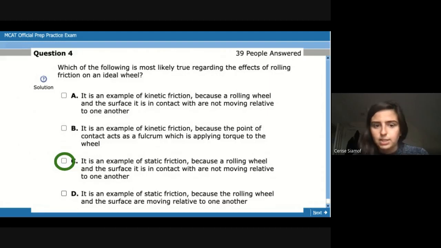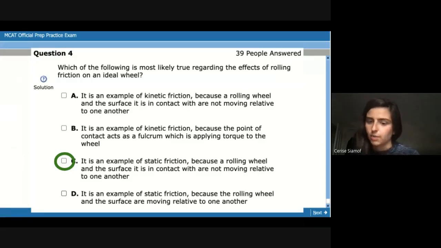And then when we look at C, C is the correct answer, and it can be a bit confusing to think about this, but a rolling wheel and the surface it's in contact with are not moving relative to one another. I struggled to find a good graphic, and I can find one and put it in the Slack. But when a wheel rolls, only a tiny piece of that wheel touches the ground at any given moment.